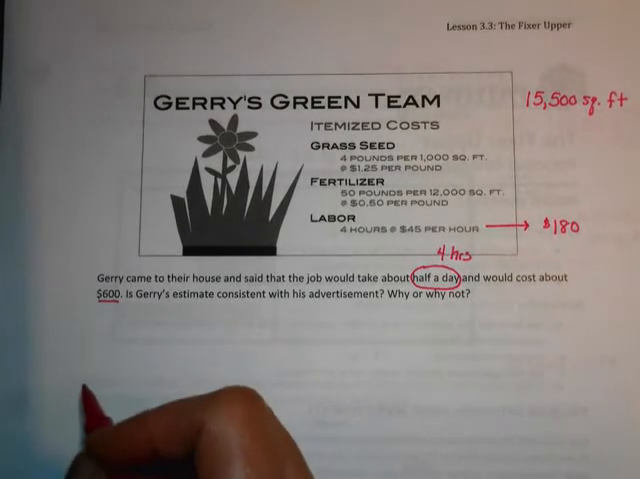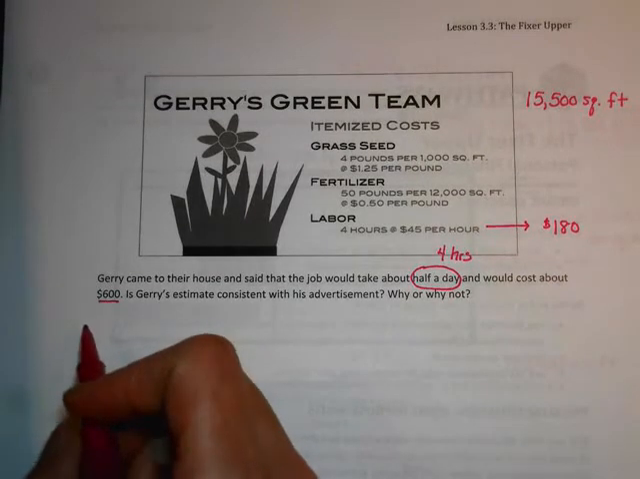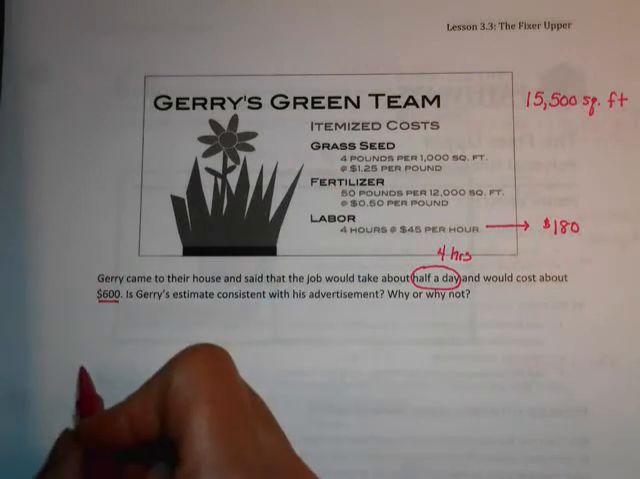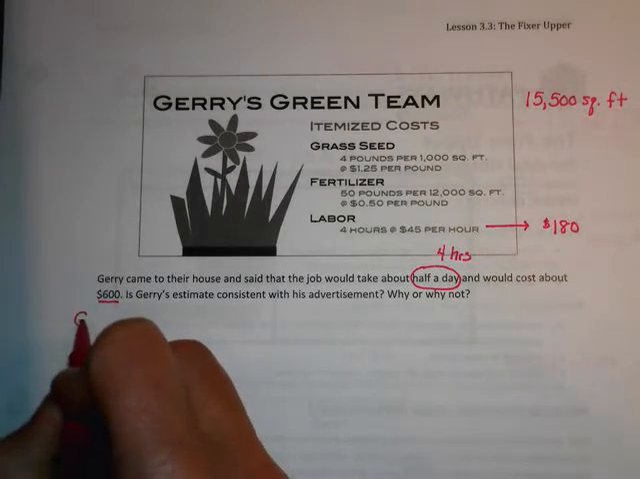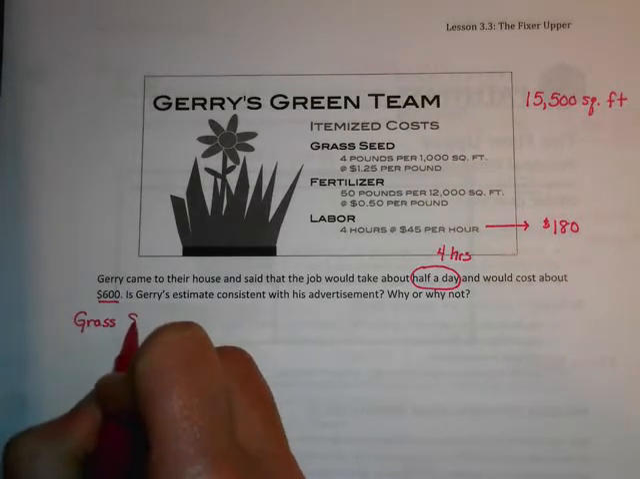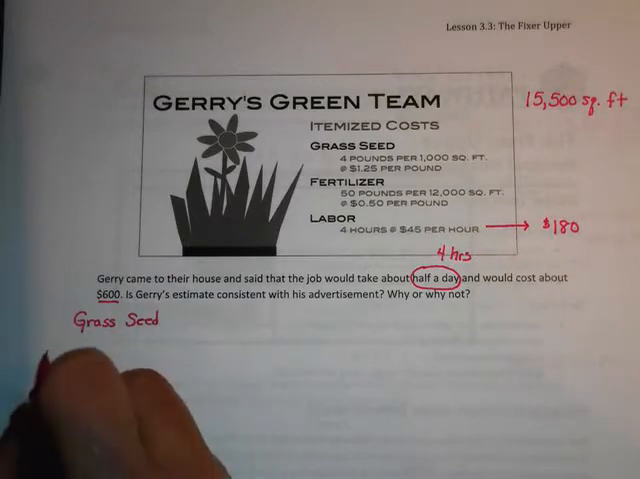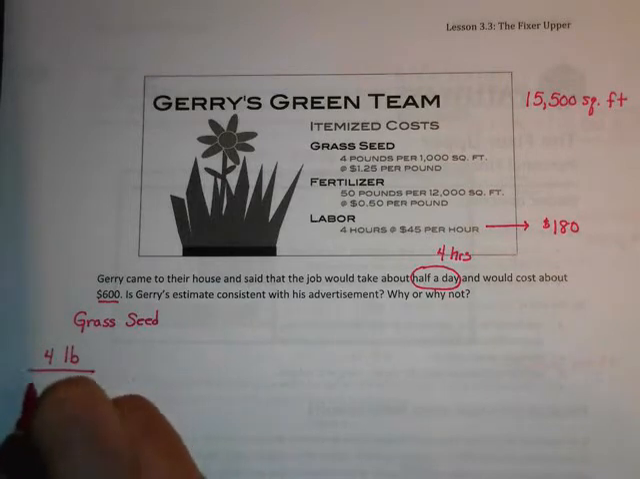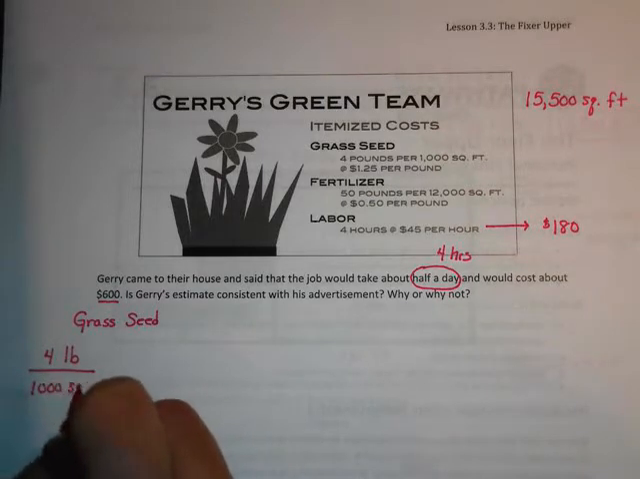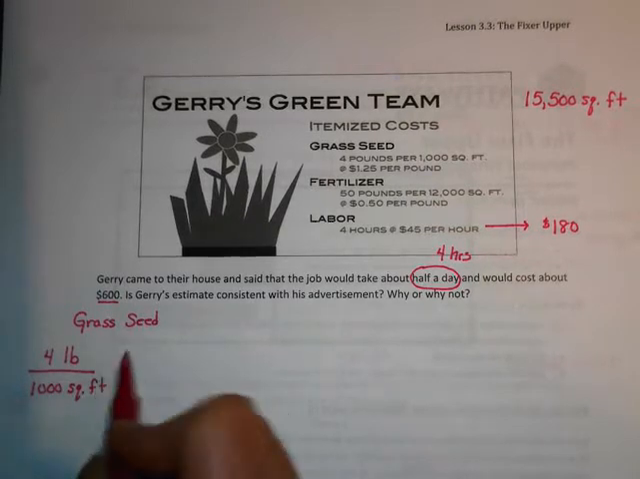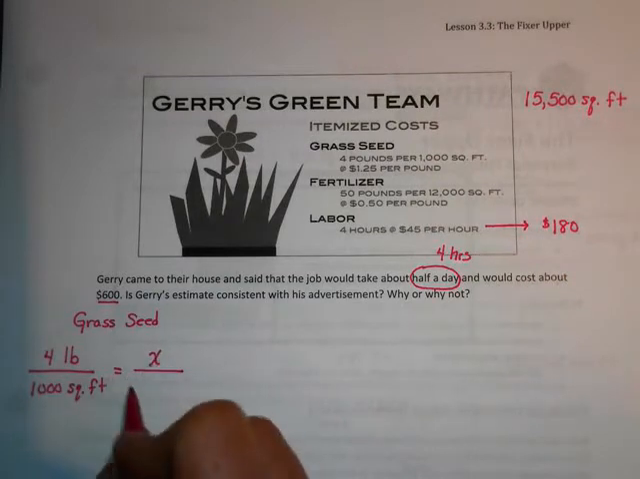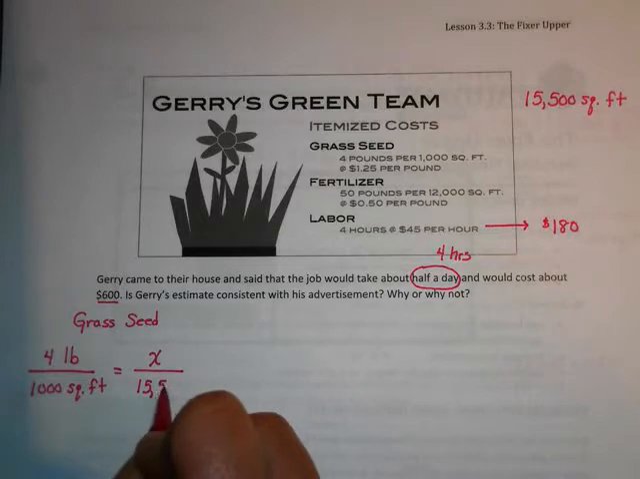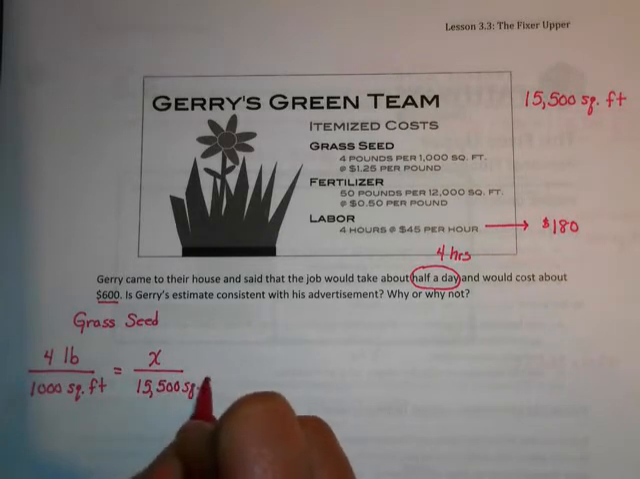All right. So we need to know how many pounds of grass seed they're going to need. I'm going to do the work right here for the grass seed. So they said it's going to take 4 pounds of grass seed for every 1,000 square feet. So I want to know then how many pounds they're going to need for 15,500 square feet. Does that make sense?